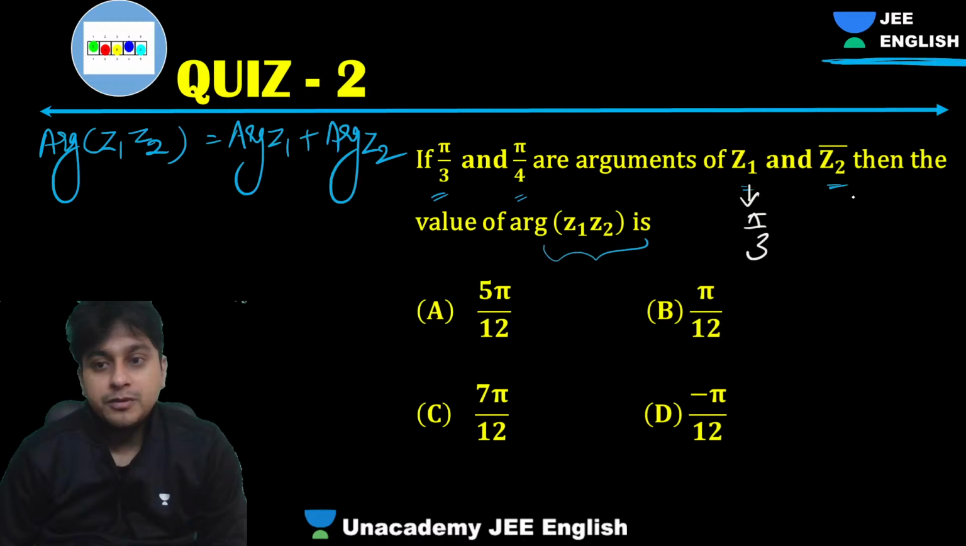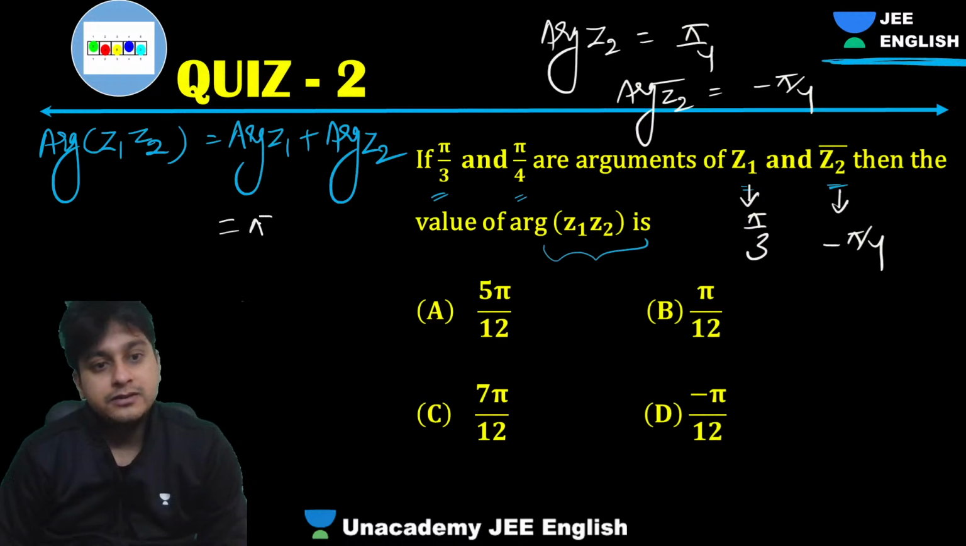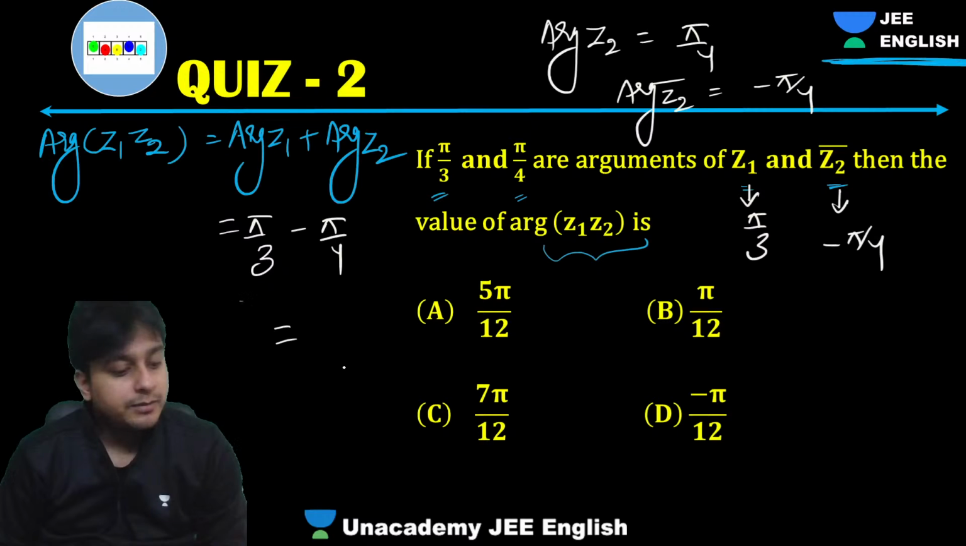Now what is argument of z2 bar? Argument of z2 is pi by 4. So what is argument of z2 bar? That will be minus pi by 4. So this will be pi by 3 minus pi by 4. What is it coming out as?